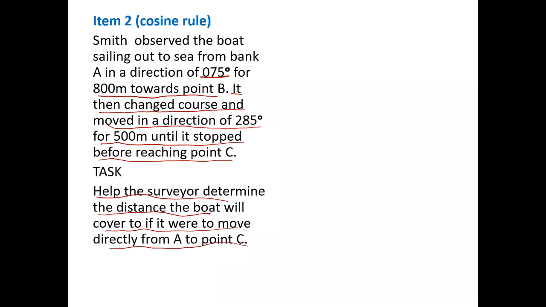So help the surveyor to determine the distance the boat will cover if it were to move directly from A to C. So when you read this scenario, it is all about bearing. But still, I can do it even when I have not drawn an accurate diagram. Maybe I can first draw a sketch, and you can see that here, number 1, this is the town A. It moves in the direction of 75 degrees for 800 meters to B.